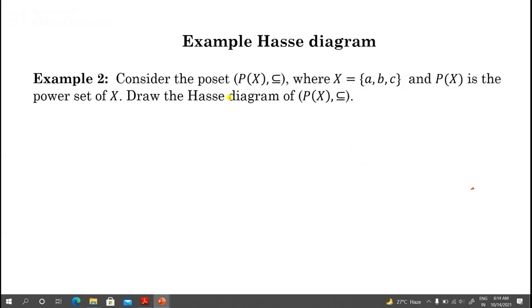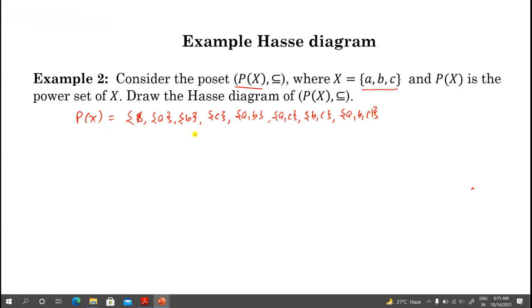Now look at this another example. The set is P(x), the power set of x, and the relation is contained in, where x equals {a, b, c}. So first we have to write the power set of x. So this set is phi, {a}, {b}, {c}, {a, b}, {a, c}, {b, c}, and finally {a, b, c}. So this is the power set of x.